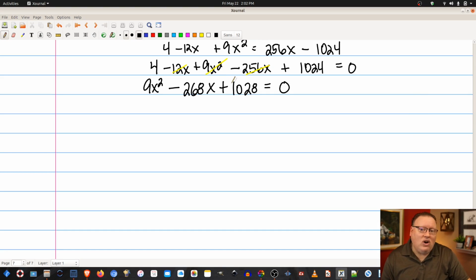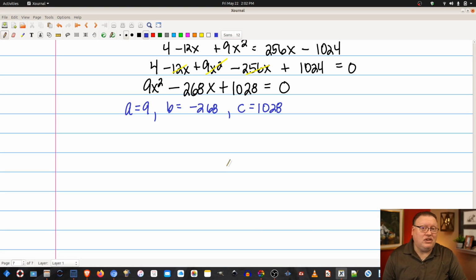So right now we have a quadratic equation with everything set equal to 0, and I need to pull my a, b, and c. So we're going to have a is equal to 9, b equals negative 268, and c is equal to 1028. Okay? And again, guys, the numbers are nasty, yes, but guess what? It's still an easy problem. Okay? We're just doing what we need to do.